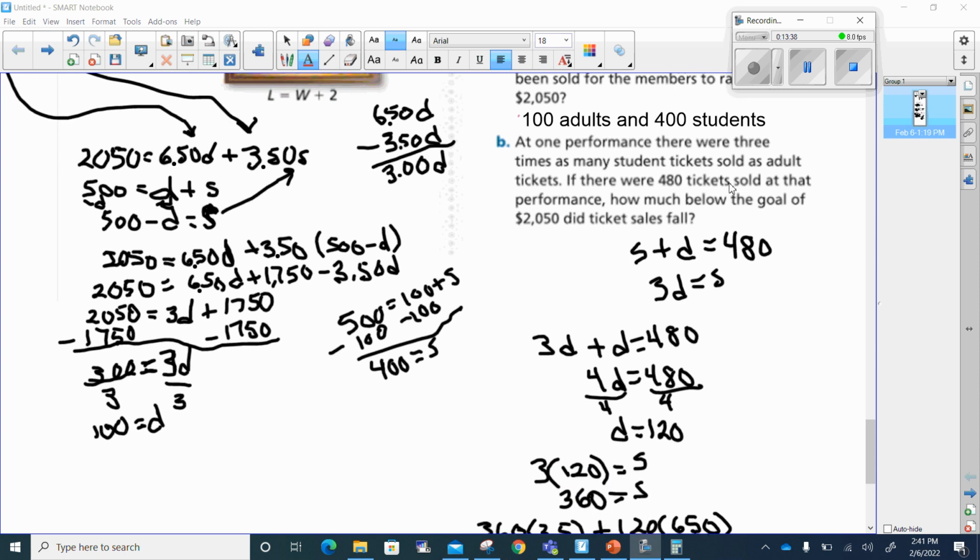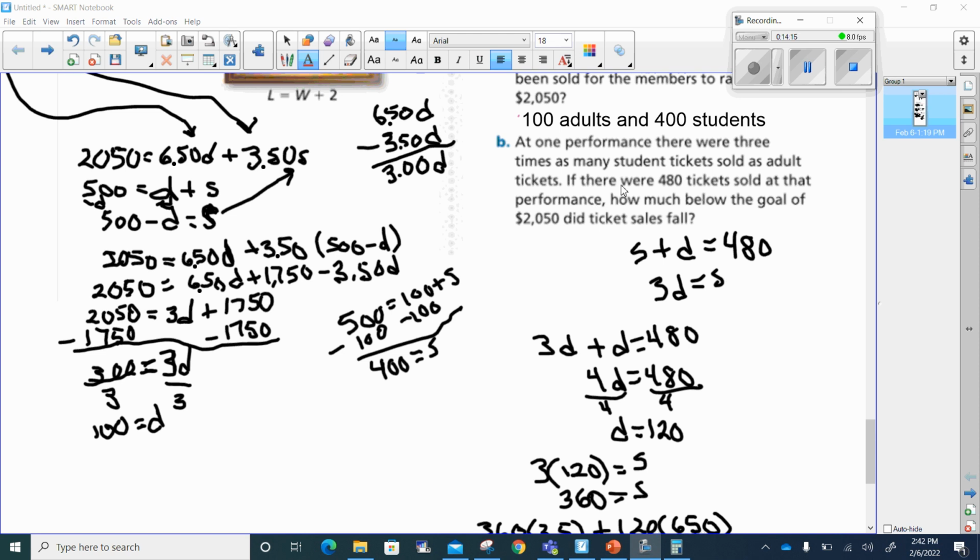Now let's try B. At one performance, there were 3 times as many student tickets sold as adult tickets. So I can make the equation, since there were 3 times as many student tickets sold as adult tickets, that if I multiply 3 times D, it would equal the student tickets, right? So let's see. That gives me 3D equals S, right? If there were 3 times as many, then I have to multiply 3 times D to get S.